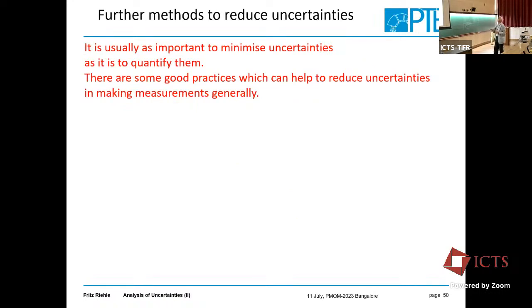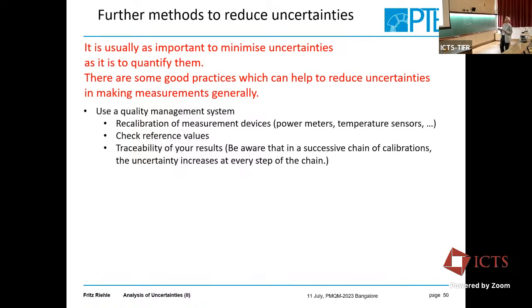Okay, further methods to reduce the uncertainty. It is usually as important to minimize uncertainties as it is to quantify them. There are some good practices which can help to reduce uncertainties. As I have stressed, you should use a quality management system, recalibration of the measurement devices, check the reference value, check the traceability of these results, whether it is really connected to GPS also.